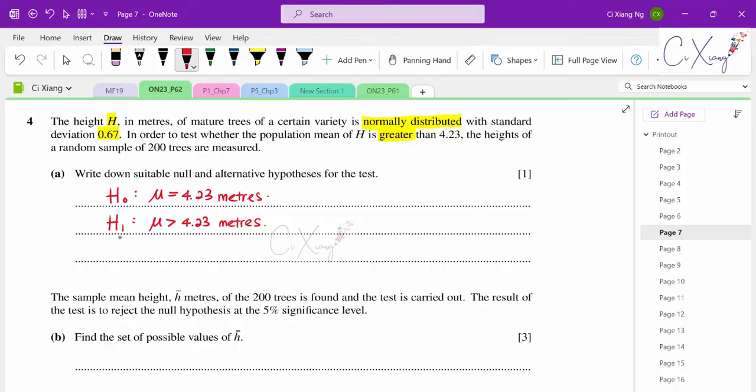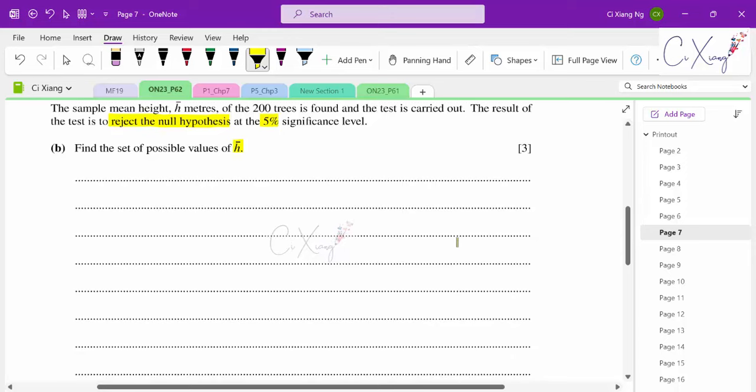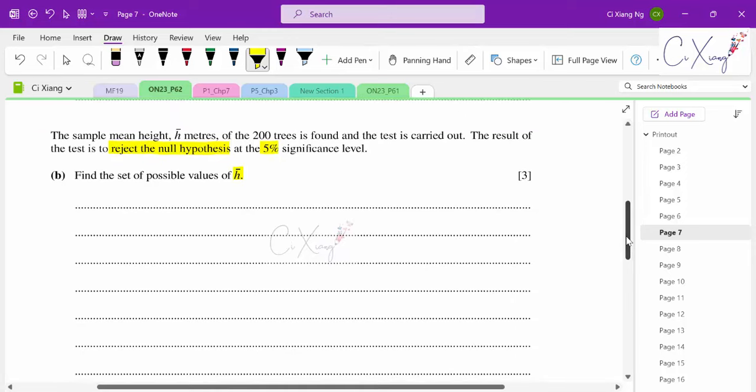Okay, then after that, they are saying the sample mean of height, h bar meters, of the 200 trees is found and the test is carried out. So they started to carry out the test. The result of the test is to reject the null hypothesis at the 5% significance level. Find the set of possible values of h bar. Basically for this question, they're asking us for the rejection region.